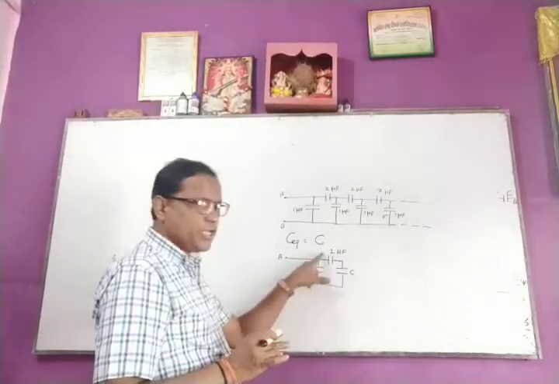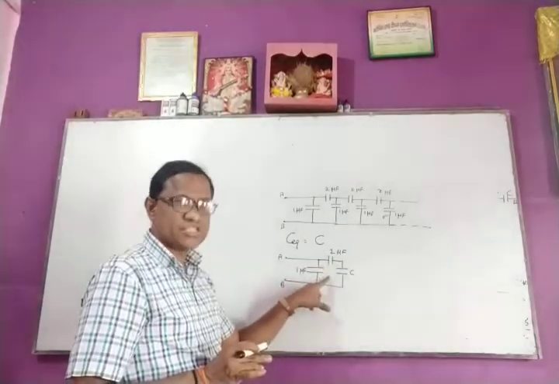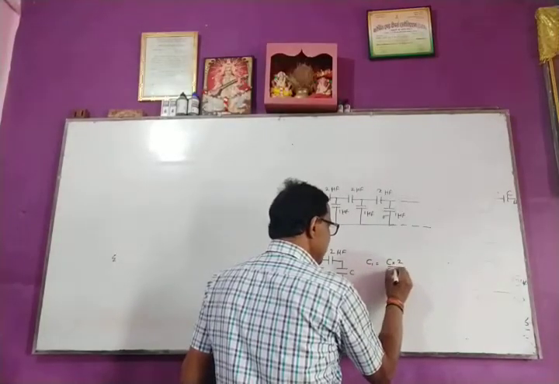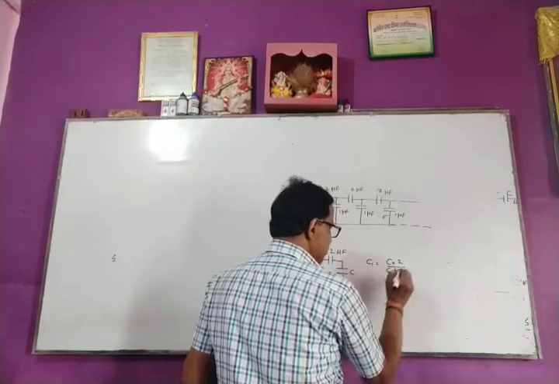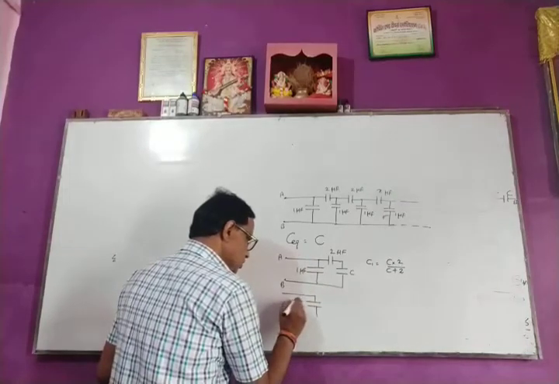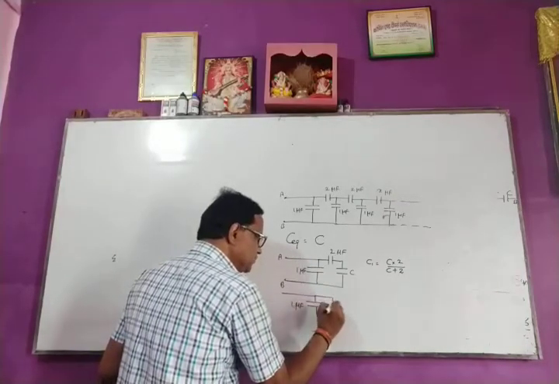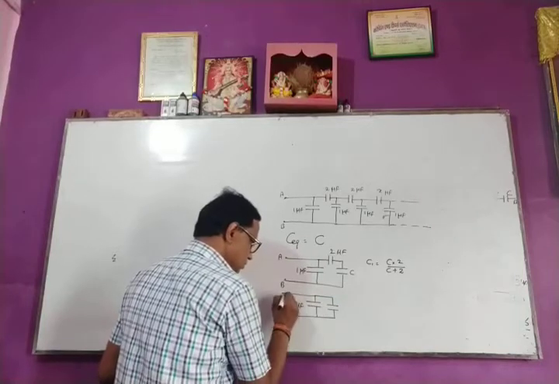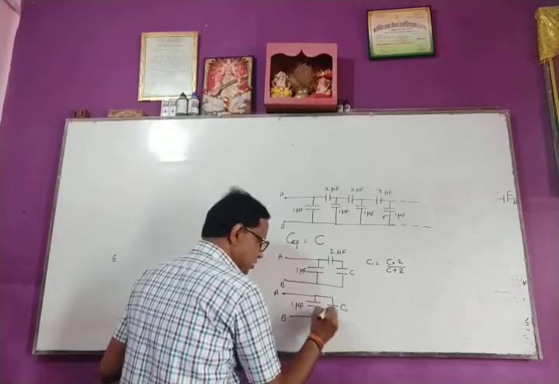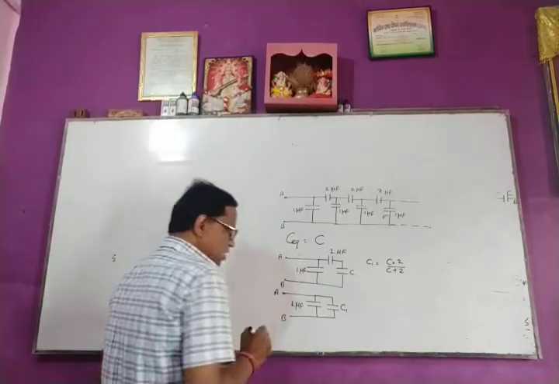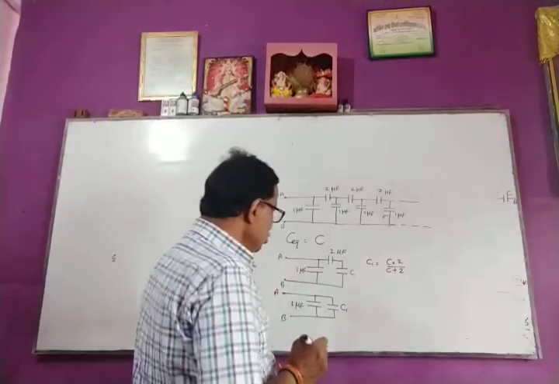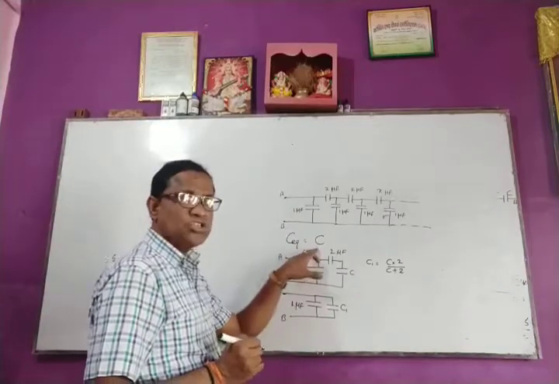So C and 2 both are in series. So C1 is equal to C into 2 upon C plus 2. One microfarad, A and B, C1. Now C1 and 1 both are in parallel. So equivalent capacitance is equal to C.